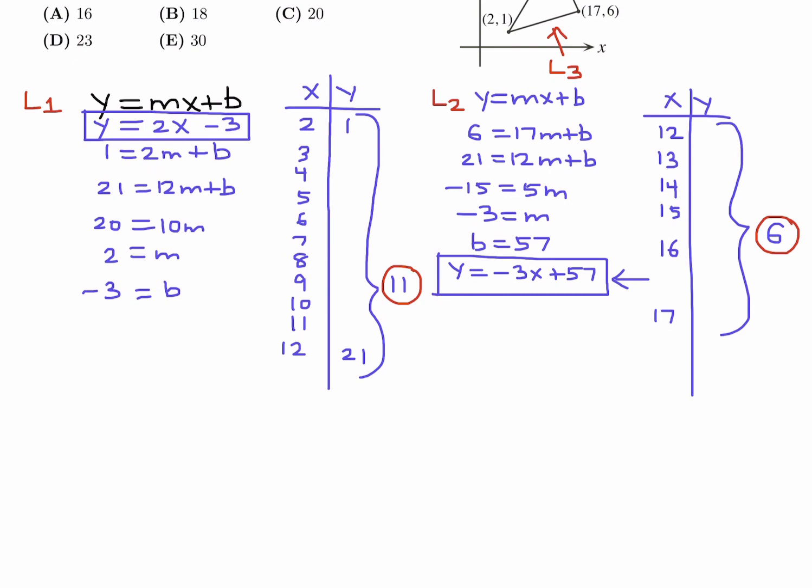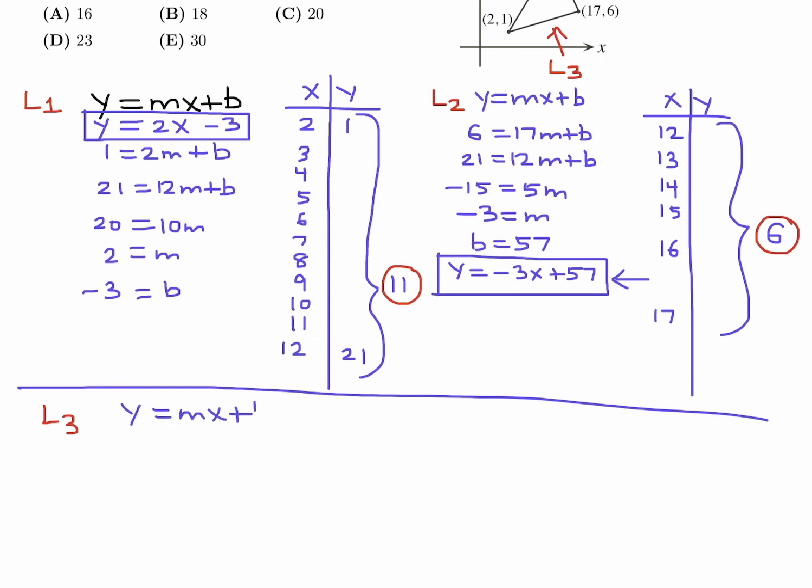So now finally we turn our attention to the last one, which I will call L3. And in a very similar way, we'll figure that one out. L3, we can use the points 2, 1, and 17, 6 to figure out that equation. And as always, y is equal to mx plus b. And therefore, if we're using 2, 1, it becomes 1 is equal to 2m plus b. And if we're using 17, 6, it becomes 6 is equal to 17m plus b.